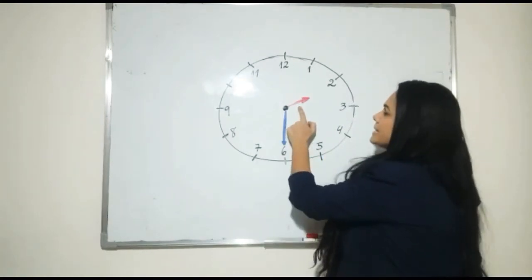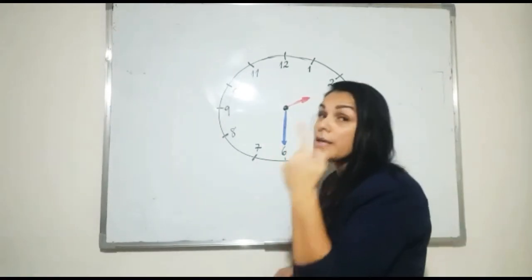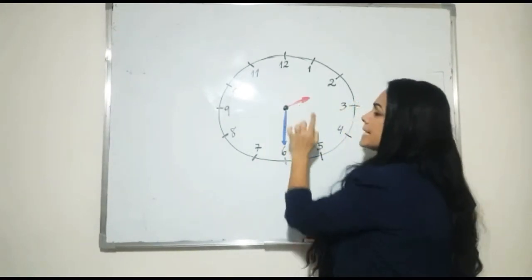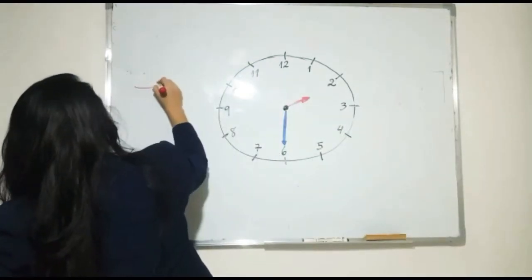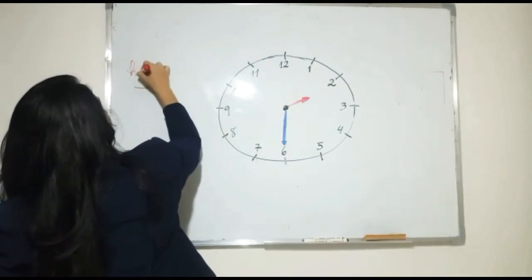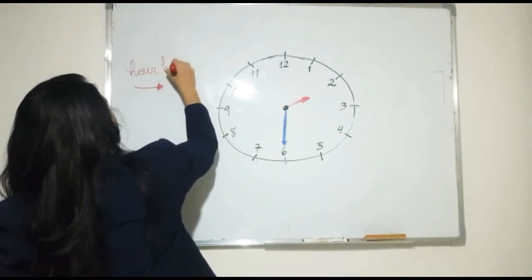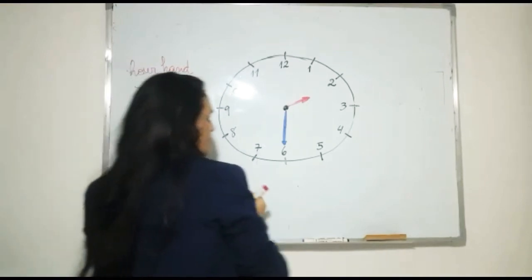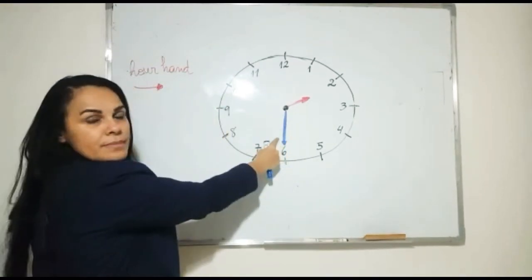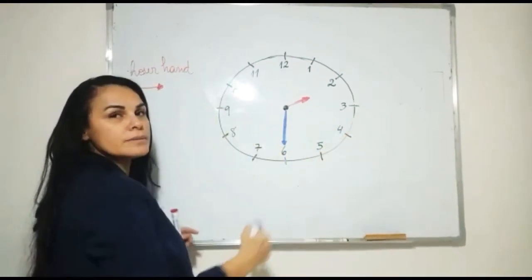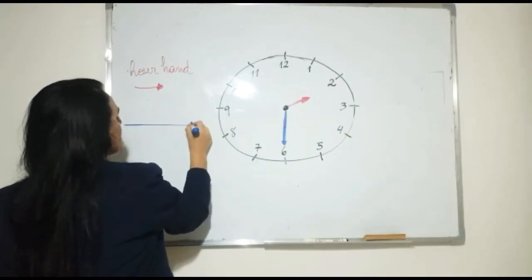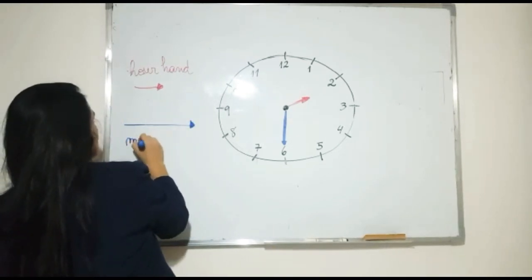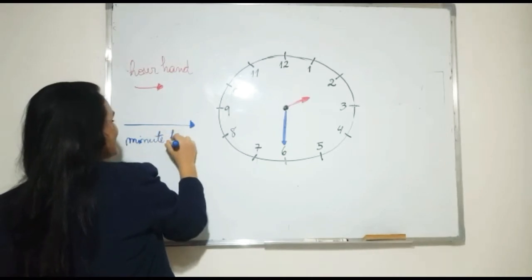The short hand is telling me the hour. This is the hour hand. Okay. And what about this one? How do you call this one? The long one. The longest is the minute hand.